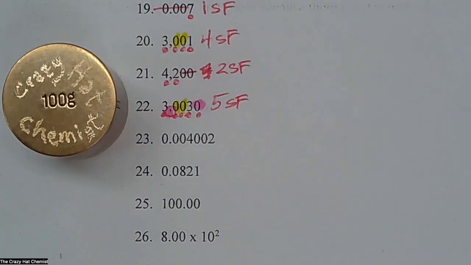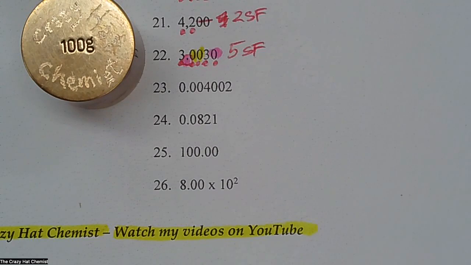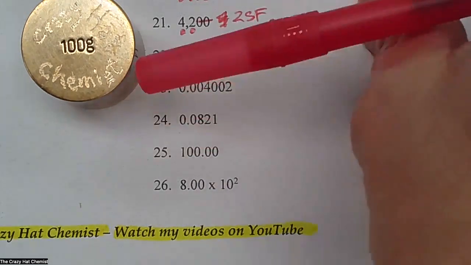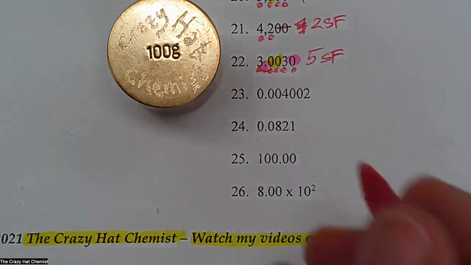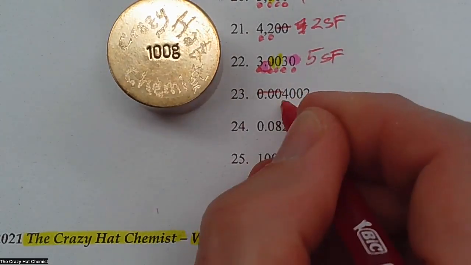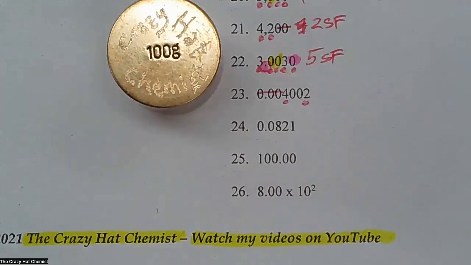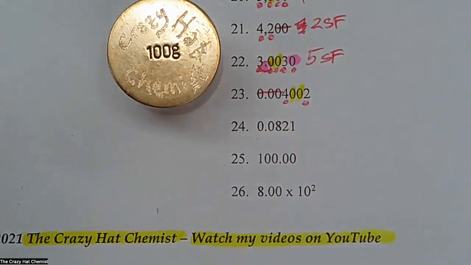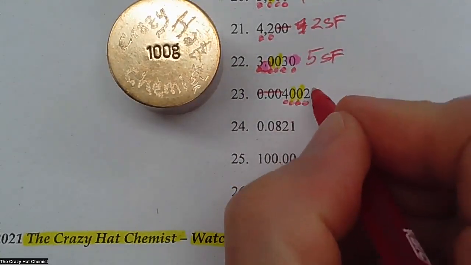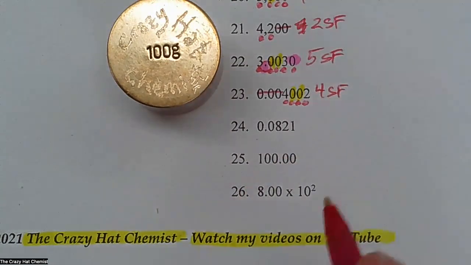Yes, fantastic. You're doing a fantastic job. And let's slide this over just a little bit here. All right, these are leading zeros. They do not count. The 4 and the 2 count because they are non-zero integers. And then these two captive zeros count, and that would be 4 significant figures.